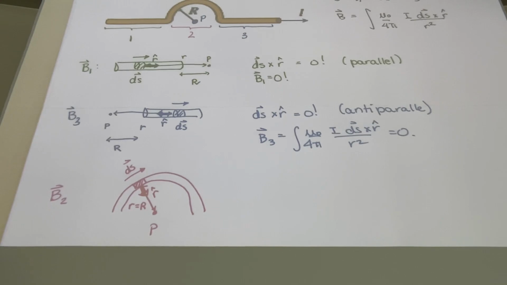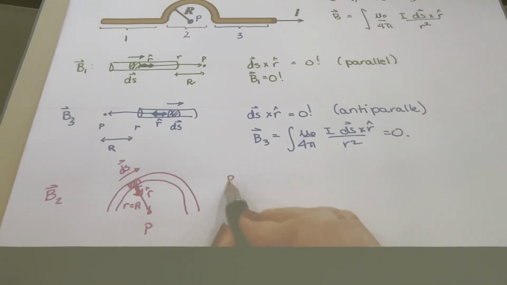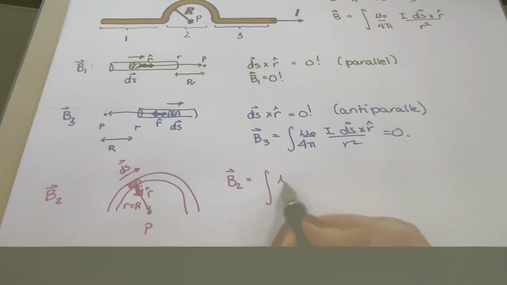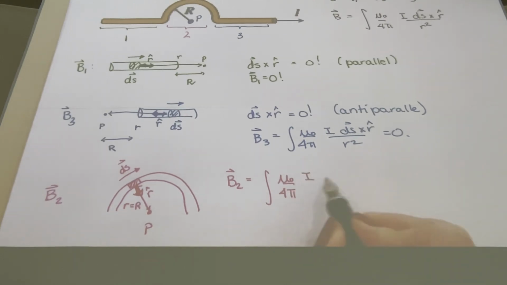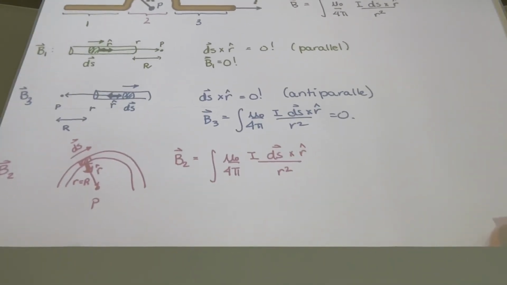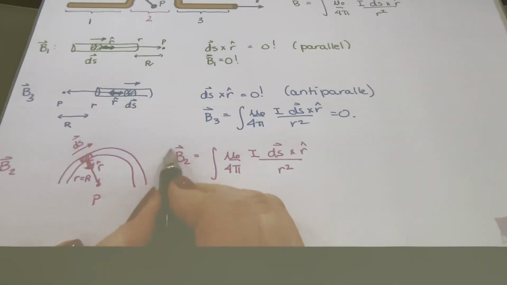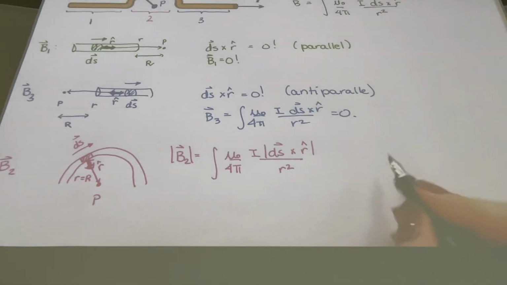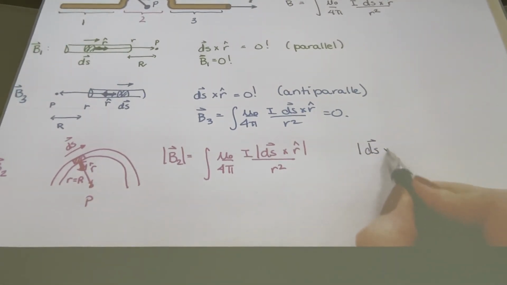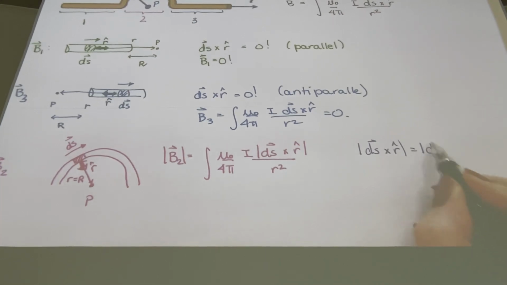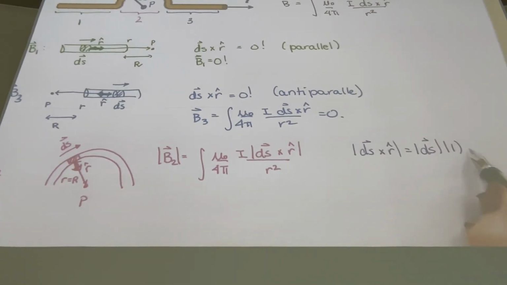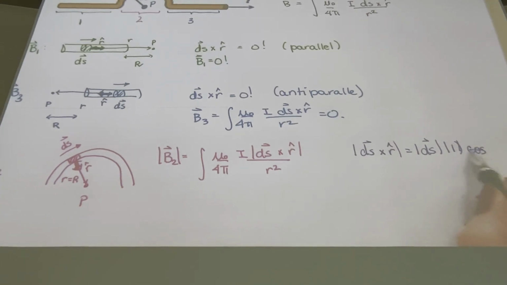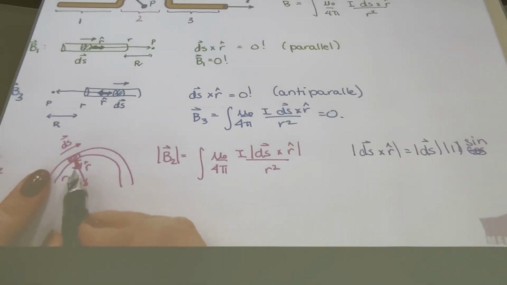So I've got ds identified, I've got r hat identified. To find my net magnetic field, B2, it equals the integral mu naught over 4 pi I ds cross r hat over r squared. Let's work this part out. If I want the magnitude of B2, I want to use the magnitude of ds cross r hat. The magnitude of ds cross r hat is the magnitude of ds times the magnitude of r hat, that's 1, times the sine of the angle between them. Those two things are perpendicular.